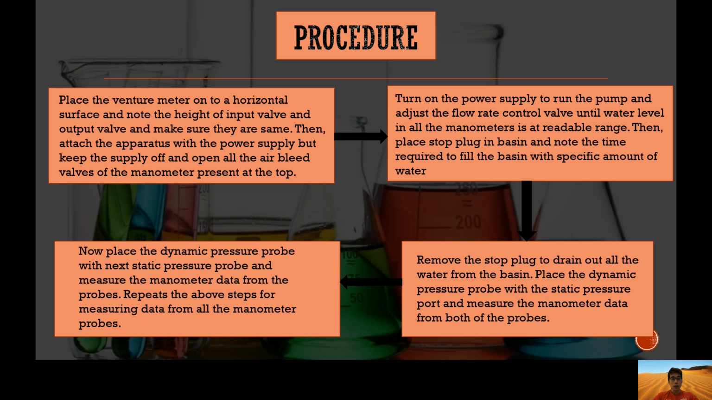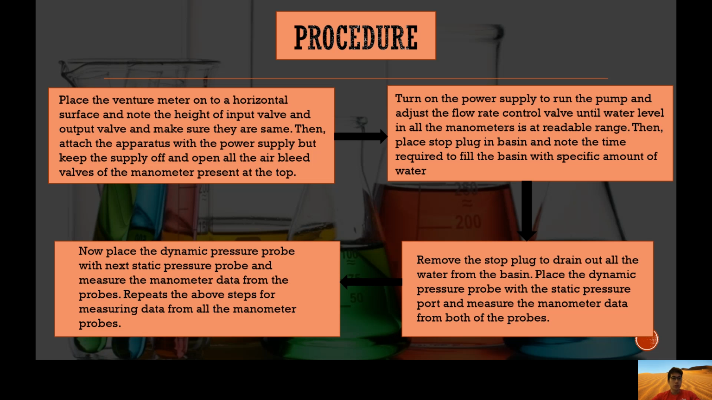Then, place the stop plug in the basin and note the time required to fill the basin with a specific amount of water. Next, remove the stop plug to drain out all the water from the basin. Place the dynamic pressure probe with the static pressure probe and measure the manometer data from both of the probes. Now, place the dynamic pressure probe with the next static pressure probe and measure the manometer data from the probes. Finally, repeat the above steps for measuring data for all the manometer probes.